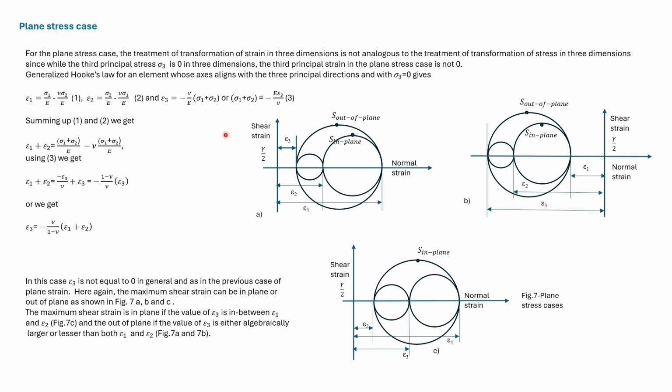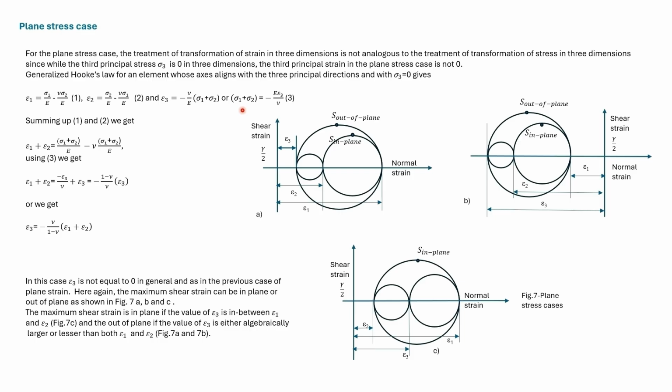We can use the generalized Hooke's law to find out the third principal strain. Since sigma 3 is 0, we get epsilon 1 in terms of sigma 1 and nu sigma 2, and epsilon 2 in terms of sigma 2 and nu sigma 1, while we get epsilon 3 in terms of nu sigma 1 and nu sigma 2.